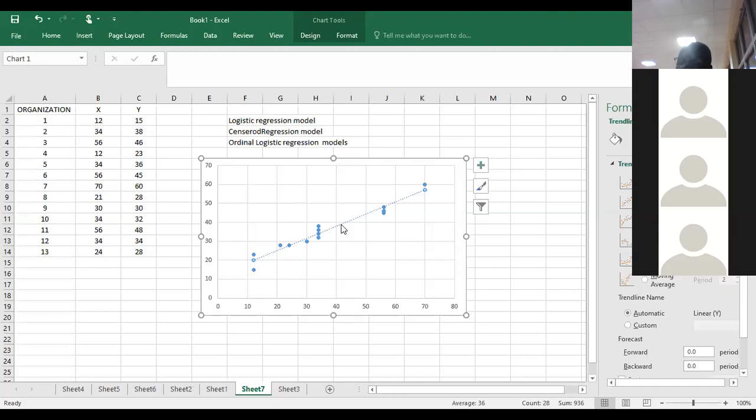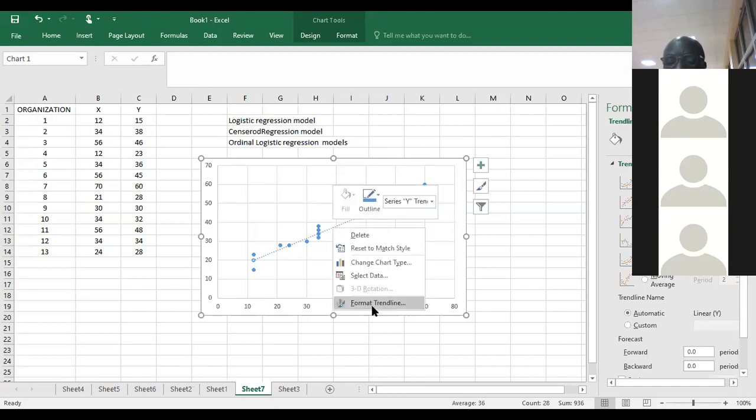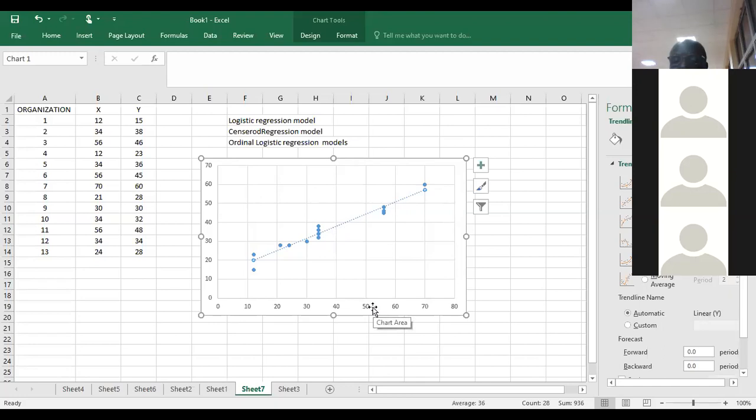So this is the line that you can use to predict values. It has got its value based on the data set. It has got its equation, which we are going to derive. You'll see it in a minute. With this line here, if I come to trend line, format trend line, you'll see what this line means in a minute.